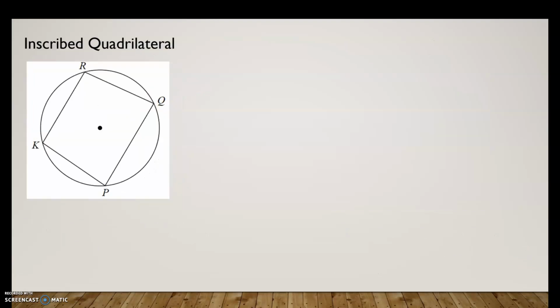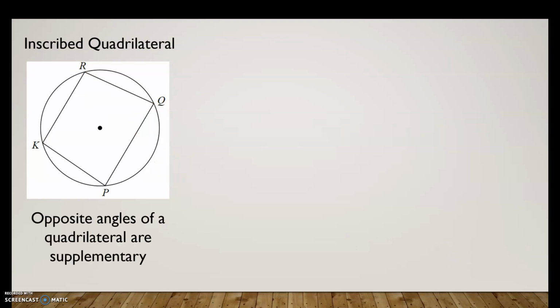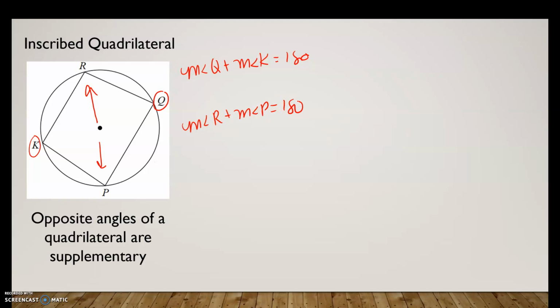And then I have an inscribed quadrilateral. For inscribed quadrilaterals, opposite angles are going to be supplementary. So I can add my angle Q and my angle K. The measure of angle Q plus the measure of angle K is going to be equal to 180 degrees. And I can also say the same is true for these angles. The measure of angle R plus the measure of angle P is going to be equal to 180. Opposite angles are going to be supplementary. They equal 180 degrees.